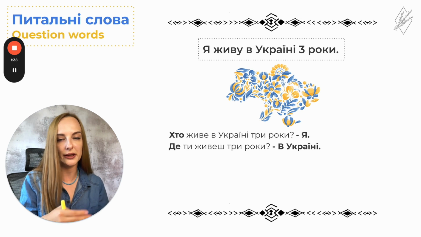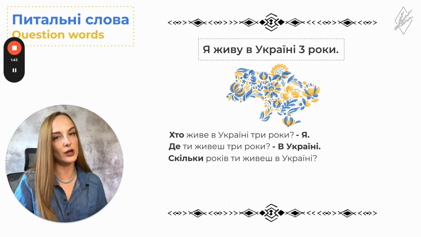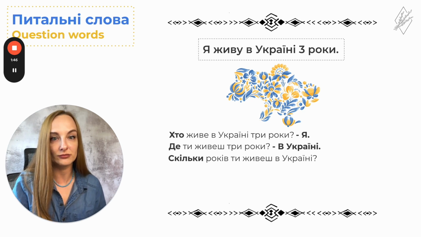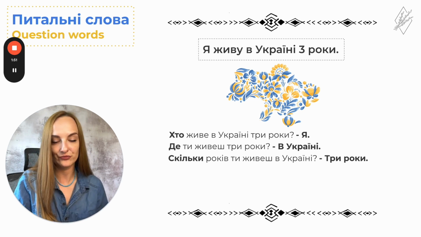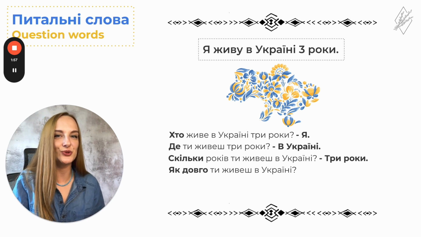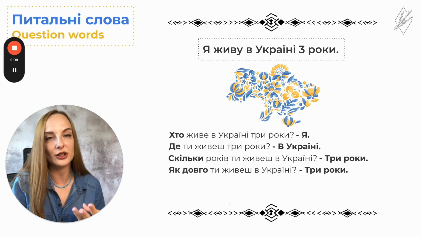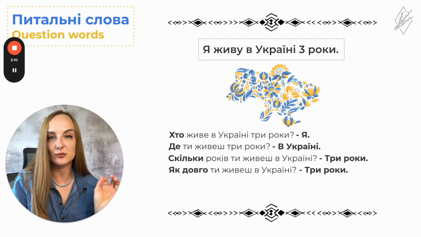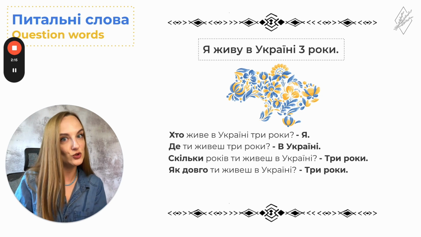Where? In Ukraine. Or скільки років ти живеш в Україні? Скільки років? 3 роки, right? Скільки років? 3 роки. Or як довго ти живеш в Україні? Як довго? For how long? The answer will be the same here, right? 3 years. 3 роки. So we see that sometimes for one word in the sentence we even may ask a few different types of questions.